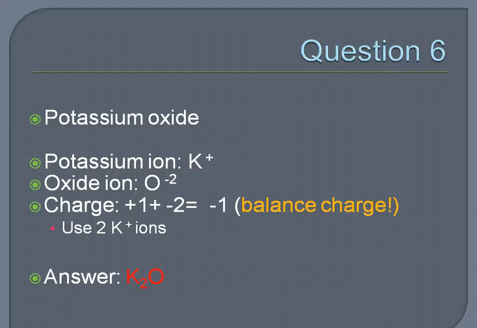Question 6. Potassium oxide. A potassium ion is K with a +1 charge. Oxide is O with the -2 charge. The charges would not balance. So we would use 2 K+ ions, so we would have a +2 charge from the K and a -2 charge from the O, giving us a balanced equation, K2O.